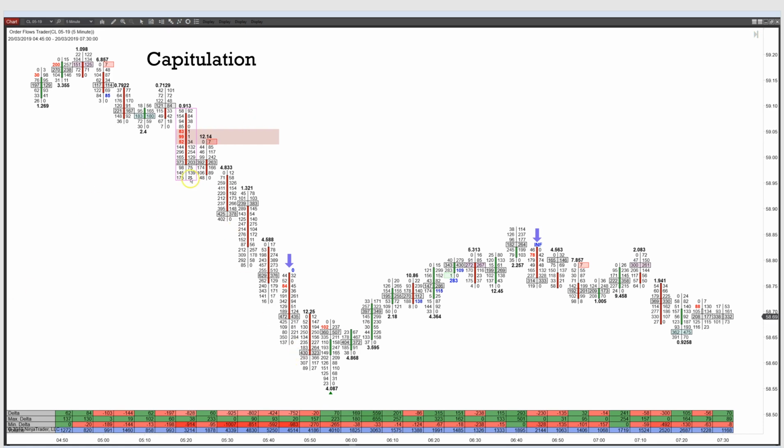Pushing lower, strong negative deltas: 800, 925, 800, 424, 752. But then notice here, you get down in here, it's only 20. Then on here it's positive 70, right? Then 169. Now with capitulation, right?